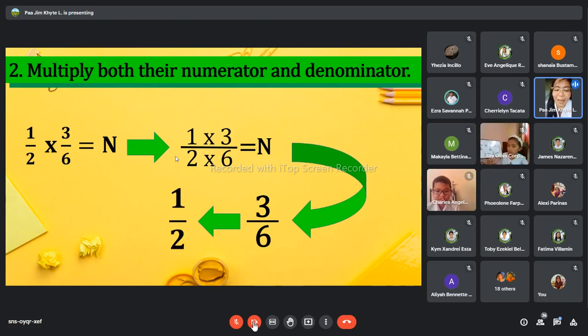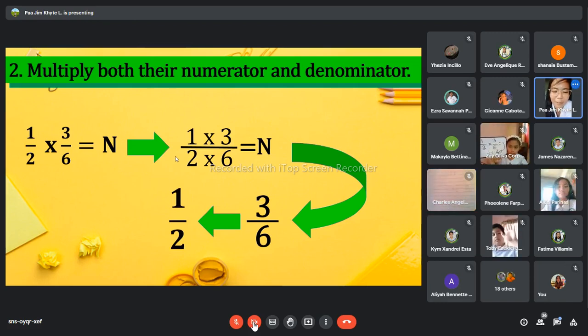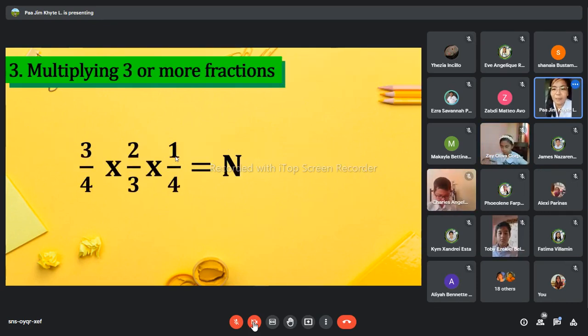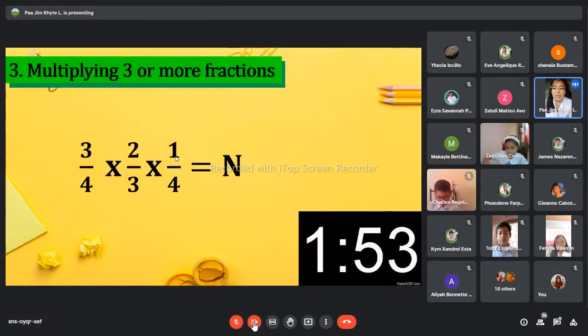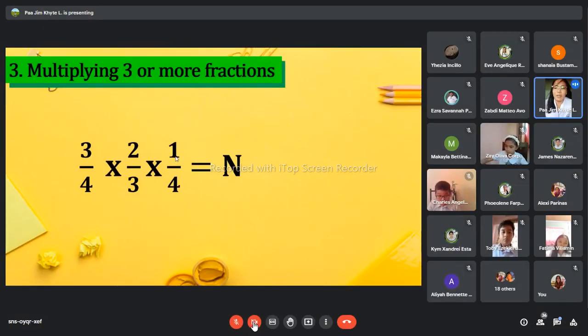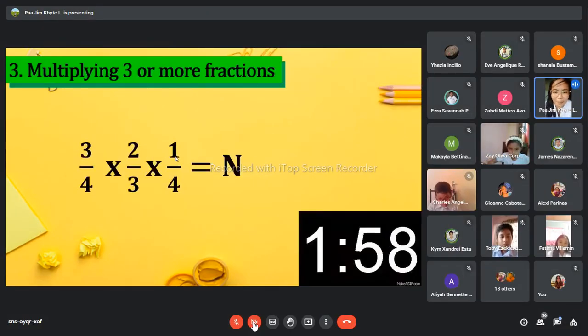Who got the correct answer? It should be 1/4, I'm sorry. Very good. Now, let's take a look at the next equation. For number 3, multiplying 3 or more fractions. And you have 2 minutes to do that. You may now start.